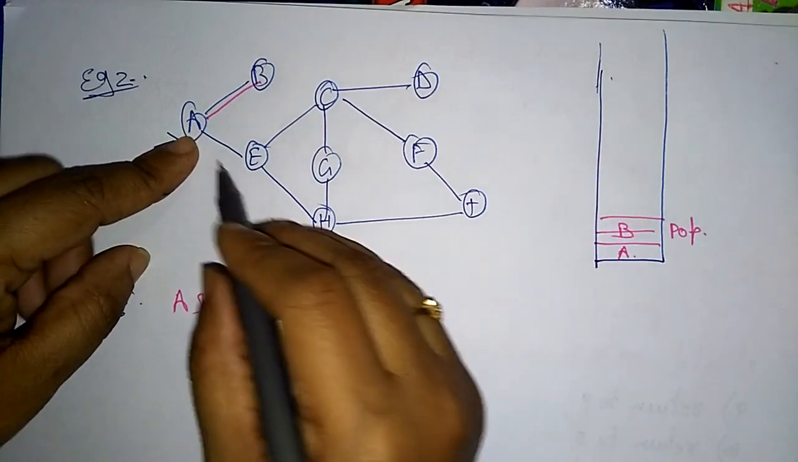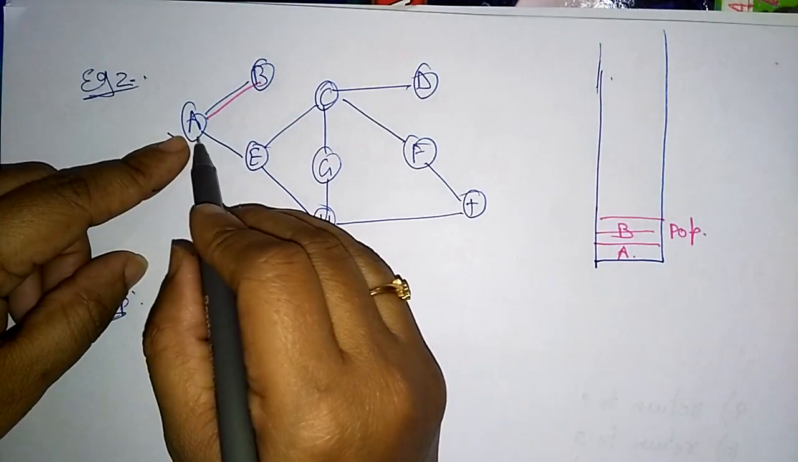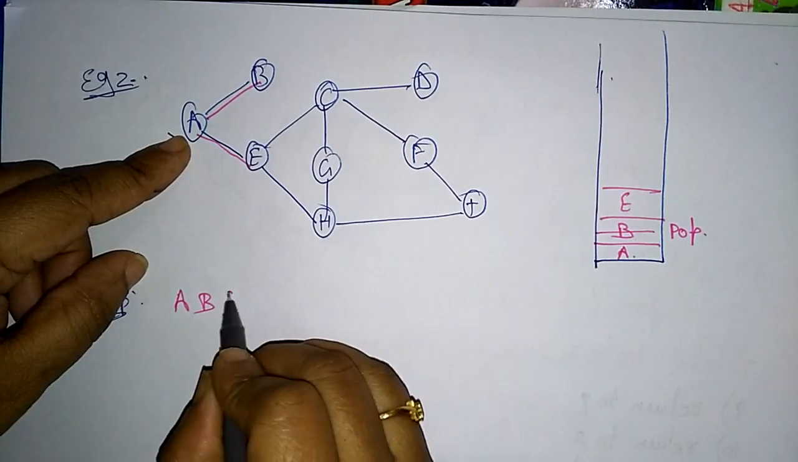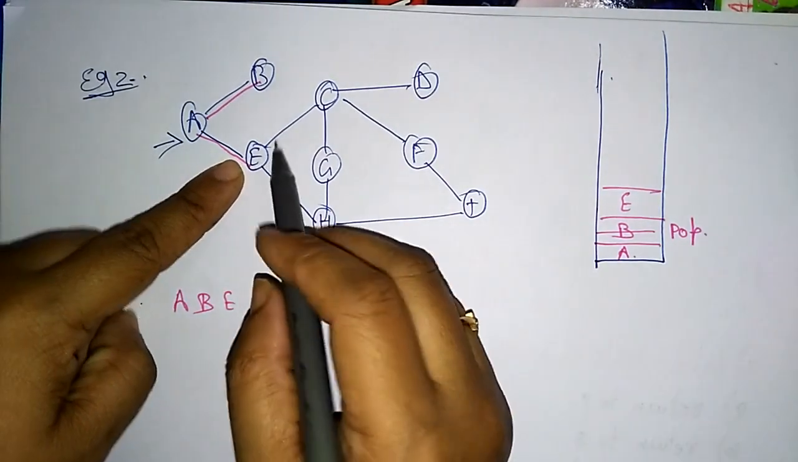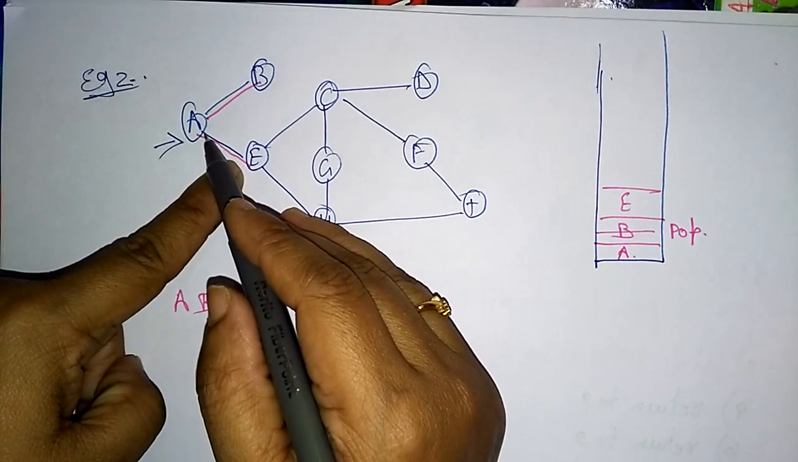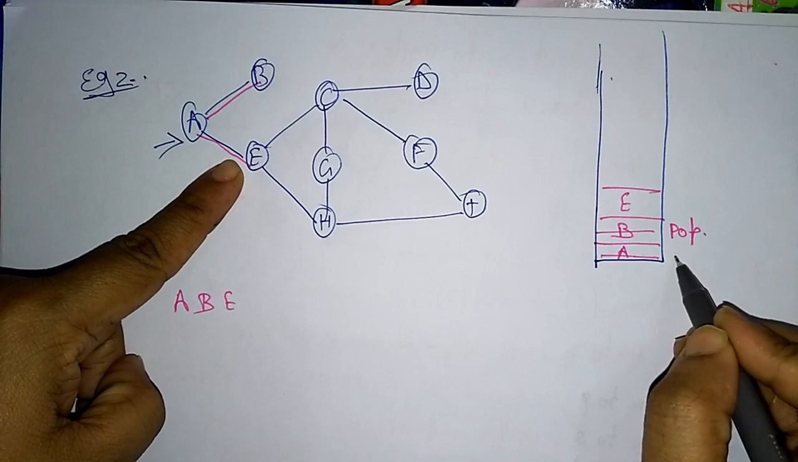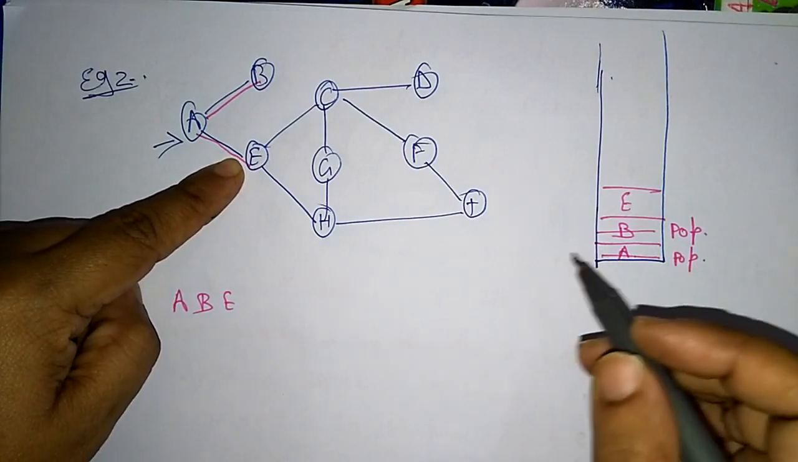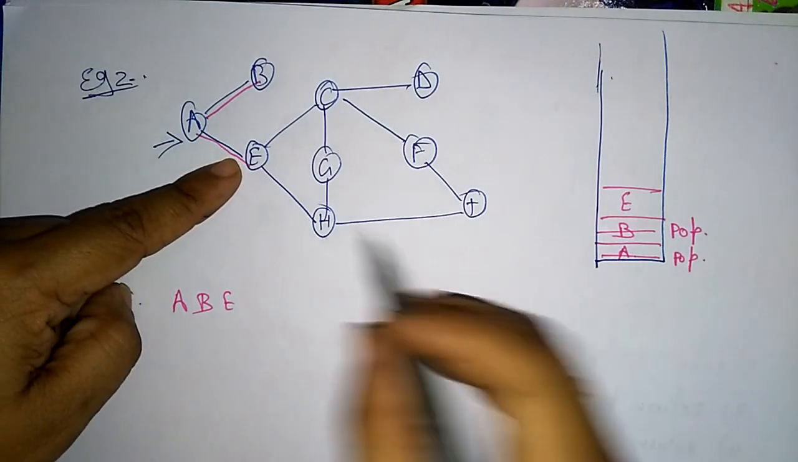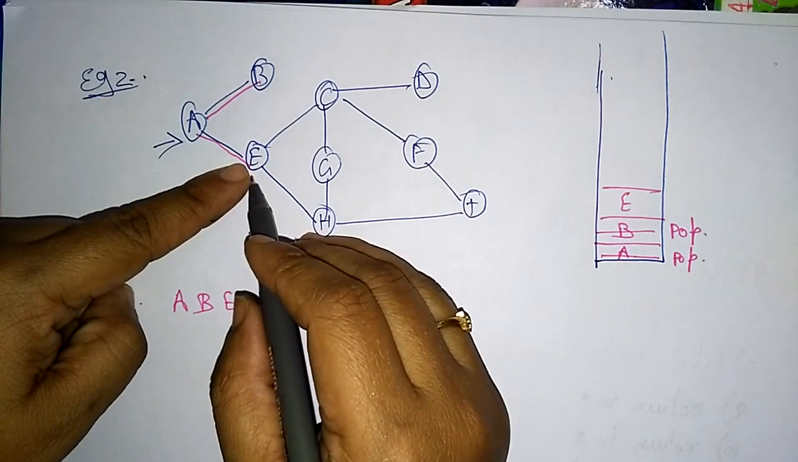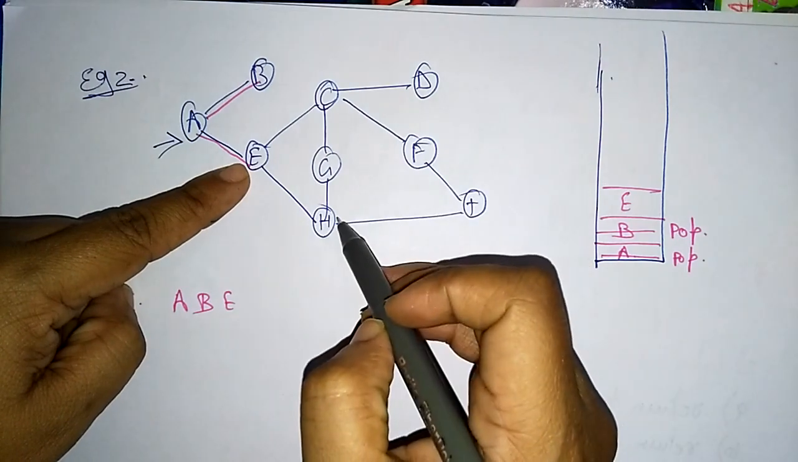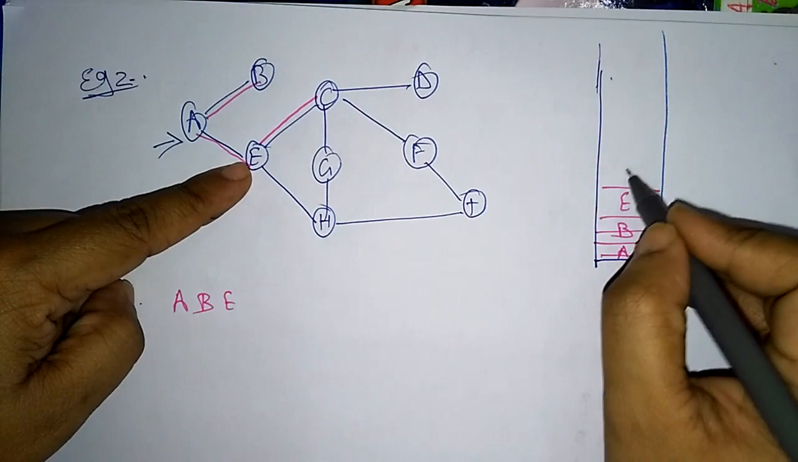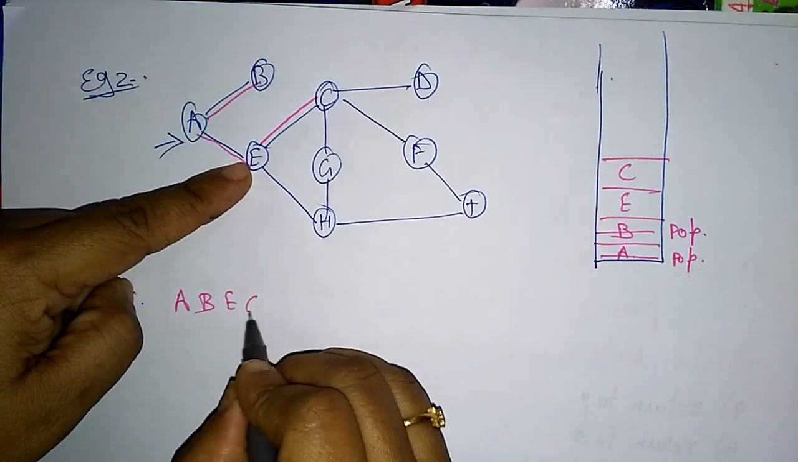Now A. What is the adjacent value for A remaining still? E. So enter it into the stack and write here. Now there are no more adjacent vertices for A. Just pop it. Now coming to E. What are the adjacent vertices for E? C and H. Taking alphabetical order, C I am entering into the stack and writing here.